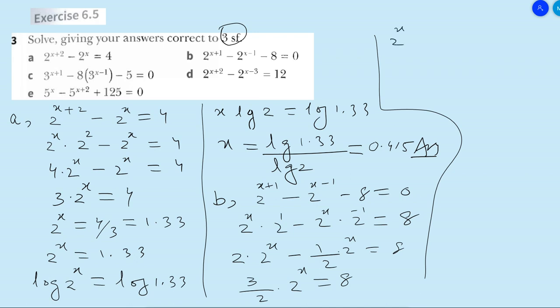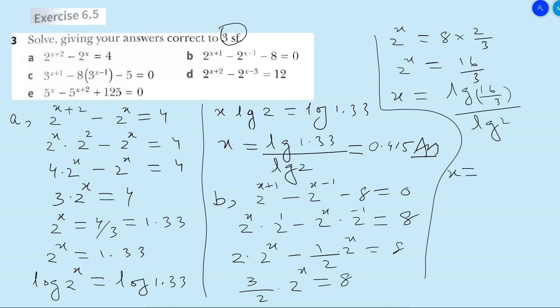Then 2 power x is equal to, again, the reciprocal of 3 upon 2 is 2 upon 3. This should multiply by 8. 8 into 2 upon 3 is 16 upon 3. So 2 power x is equal to 16 upon 3. Taking log on both sides, we will get x is equal to, I am doing directly, log 16 upon 3 divided by log 2. I hope you understand. I skipped one step.